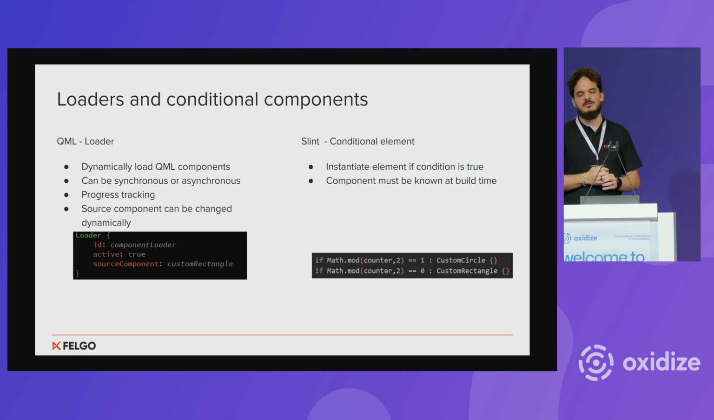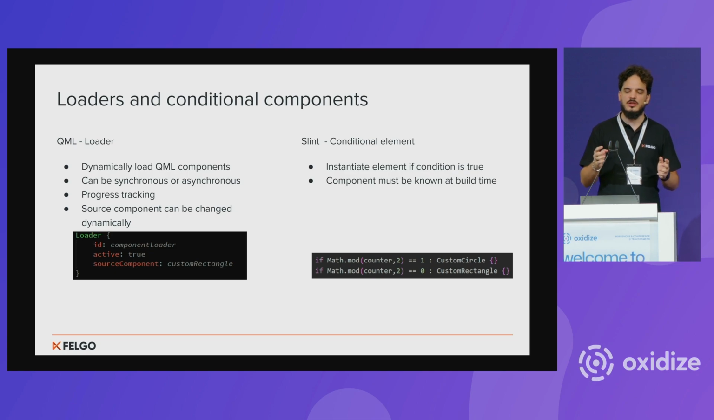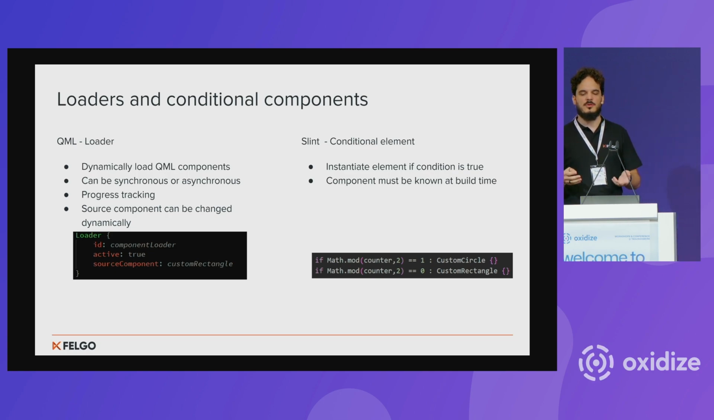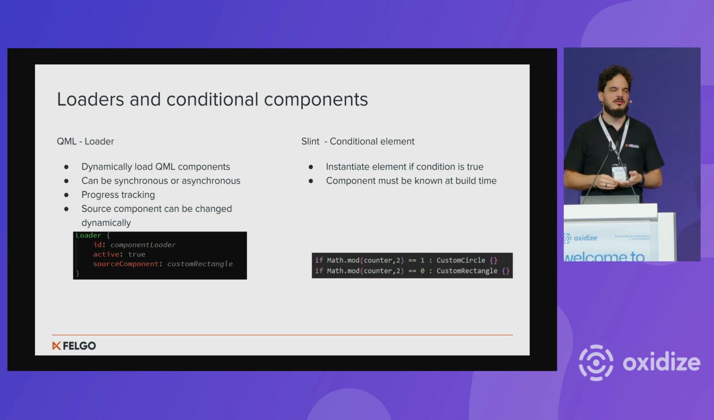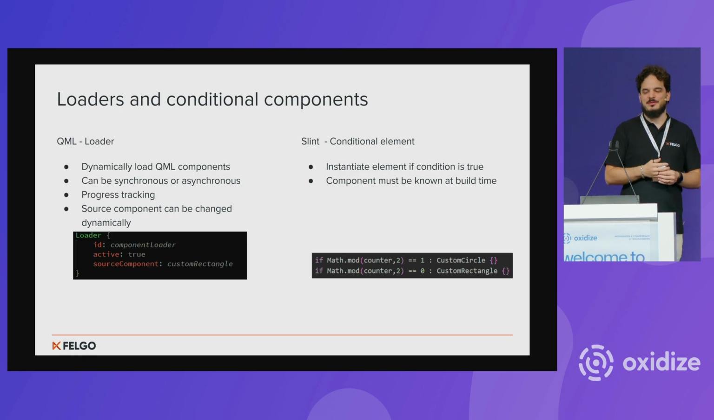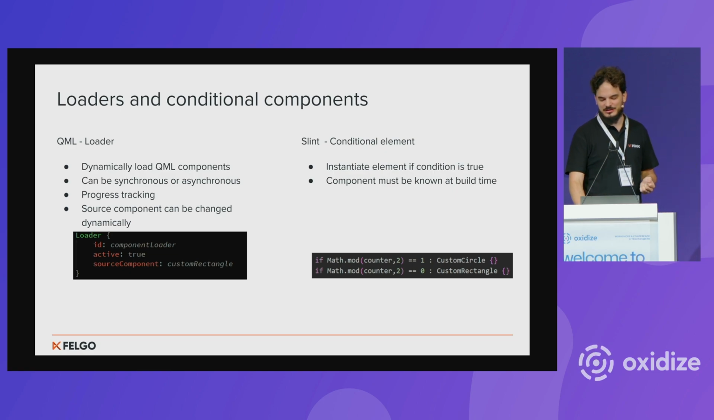In Slint, you have this conditional element. For example, if a condition evaluates to true, then the element, your component, will be rendered and created. But the downside of this, well, you can consider it a downside and a positive as well, is that you need to know it at build time. So you need to actually know what you will use. It helps you maybe not create so many bugs in this case.